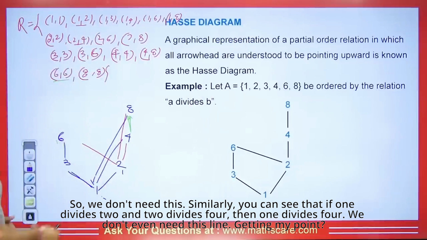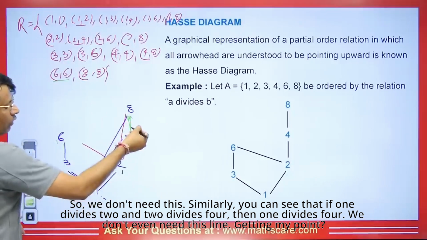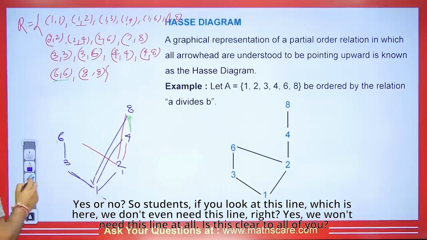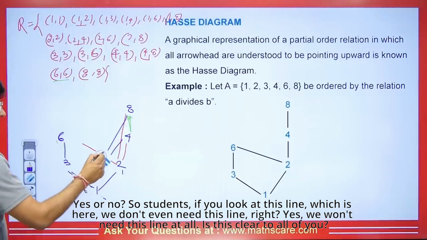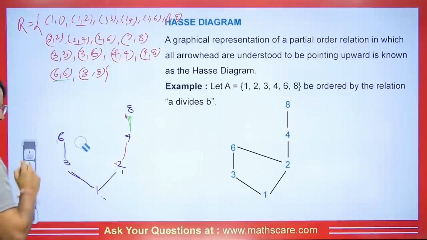So we don't need this. Similarly, you can see that if 1 divides 2 and 2 divides 4, then 1 divides 4. We don't even need this line. Getting my point? Yes or no? So, students, if you look at this line here, we don't even need this line, right? Yes, we won't need this line at all. Is this clear to all of you?